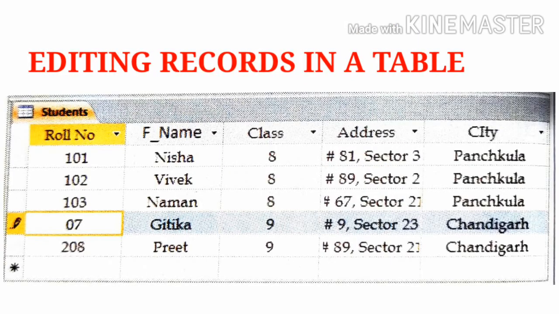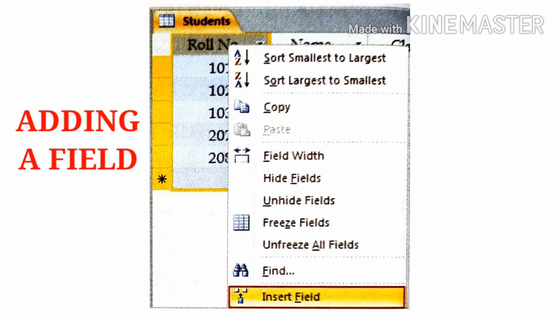Editing records in a table. To edit a record directly, scroll through the records or use the record navigation buttons to find the record to edit. Adding a field. Open a table in datasheet view.